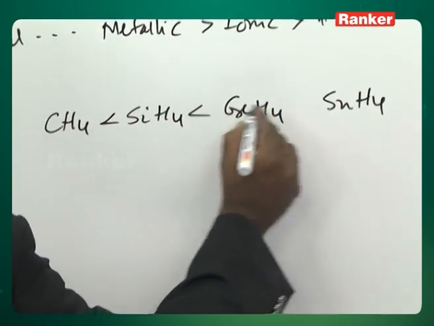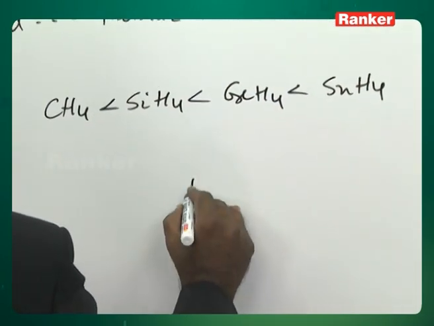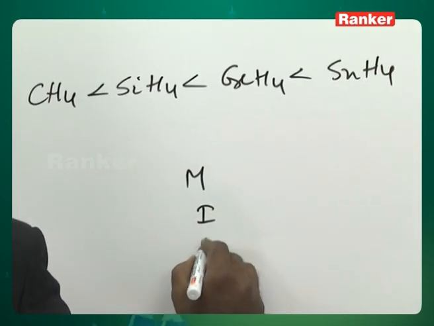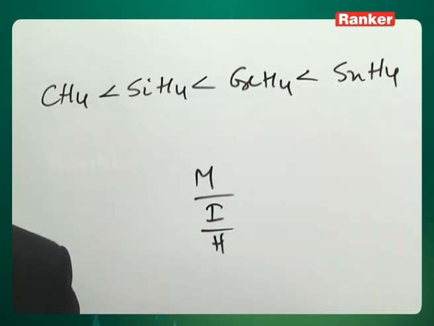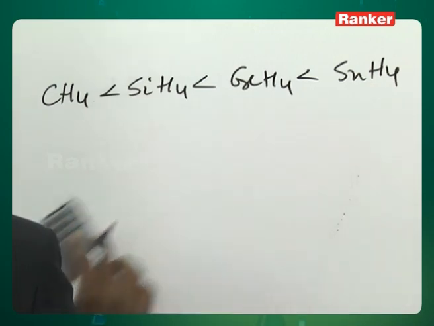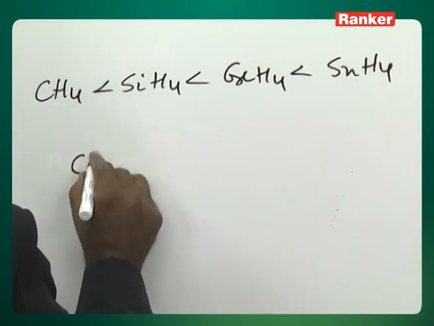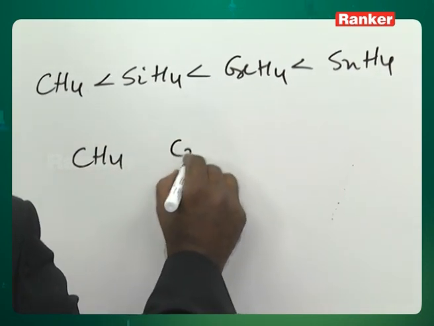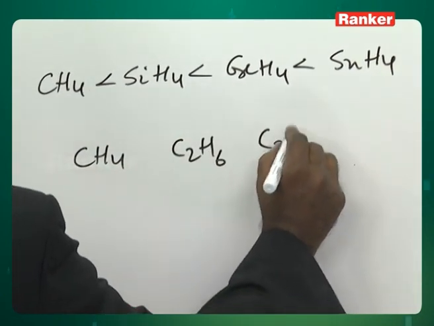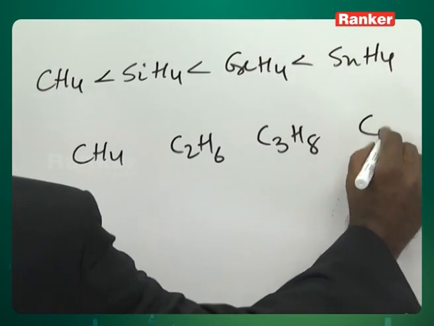Mass only, because they are not metals, they are not ionic compounds, they are not hydrogen bonded. Therefore, we are relying solely on their mass. Methane less than silane less than germane less than stannane. Next, methane, ethane, propane, butane.